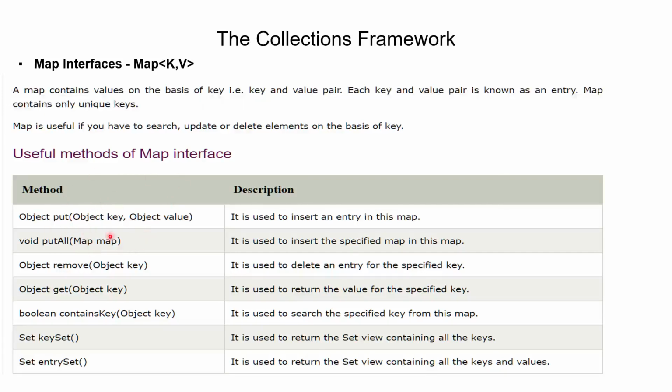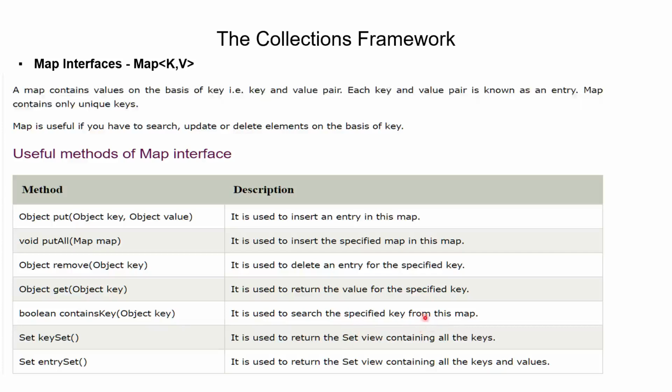The Map interface methods: we have put, with our keys and our values, and that's used to insert an entry into the map. Then we have putAll, and we pass in the map, and that's used to insert the specified map into this map. Then we have remove, and we pass in a key, and that deletes an entry from the table. Then we have the get. Notice we're just passing in a key, and it's used to return the value from the specified cell based on that key.